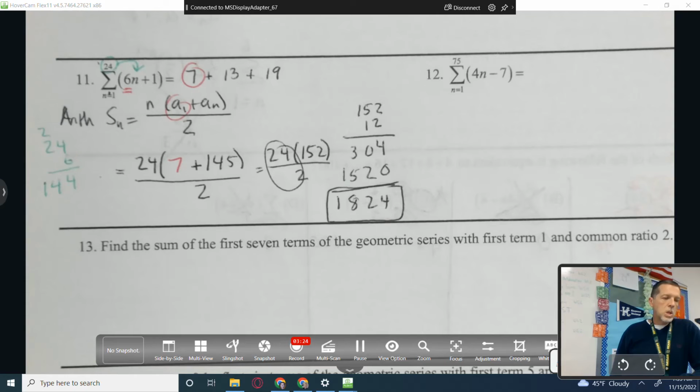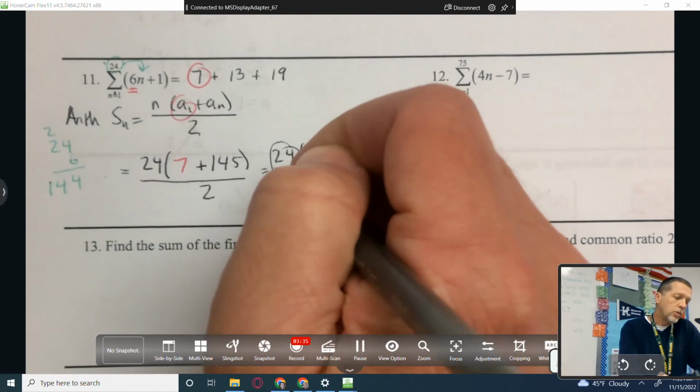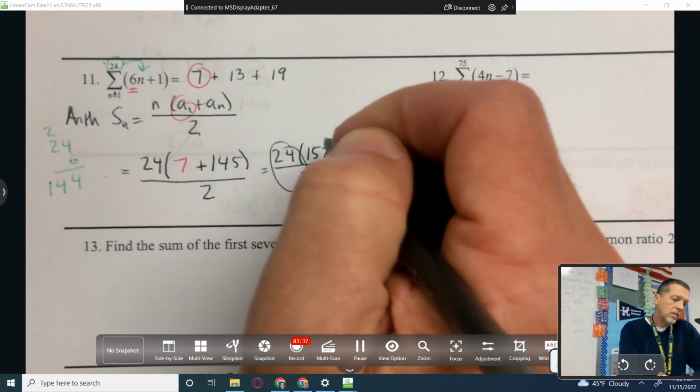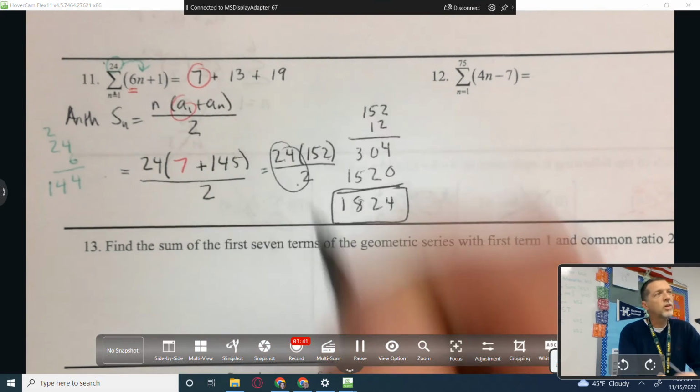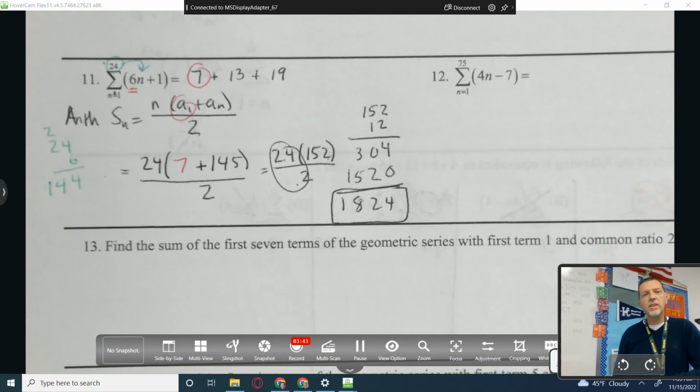So can't you multiply them first and then divide? You could multiply them first, yeah. I just didn't want to do 24 times 152. But yeah, you could. You could also do 152 divided by 2. That'd be, what, 76? And then 76 times 24. So there's 3 different ways to simplify there.